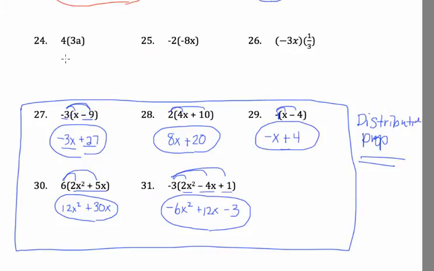Now I want to look at these problems. They look like you might be able to distribute, don't they? Because there's something outside of a parenthesis. But since there's no adding or subtracting in here, you can just multiply it through. You can multiply anything times anything. It doesn't have to be like terms. So I can just take 4 times 3a and combine the 4 and the 3 and just get 12a. Again, I have a negative 2 times a negative 8x. Everything is multiplied together here, so I can just take the negative 2 times the negative 8, and just get 16x.